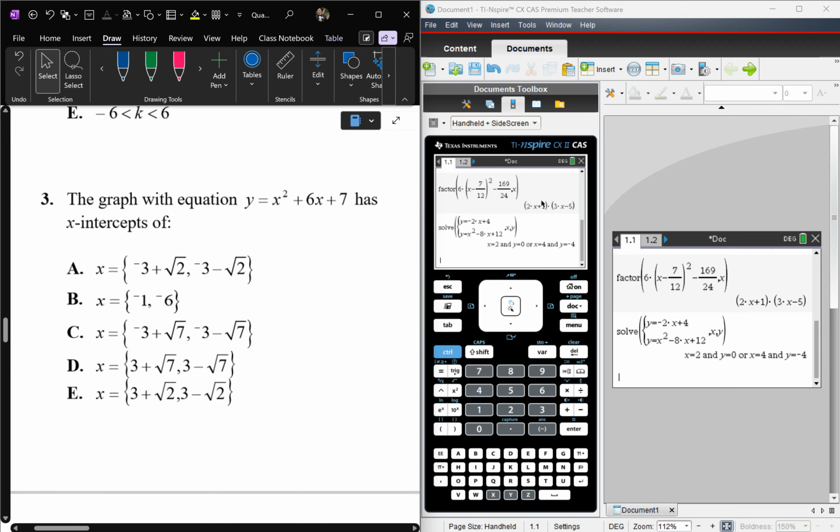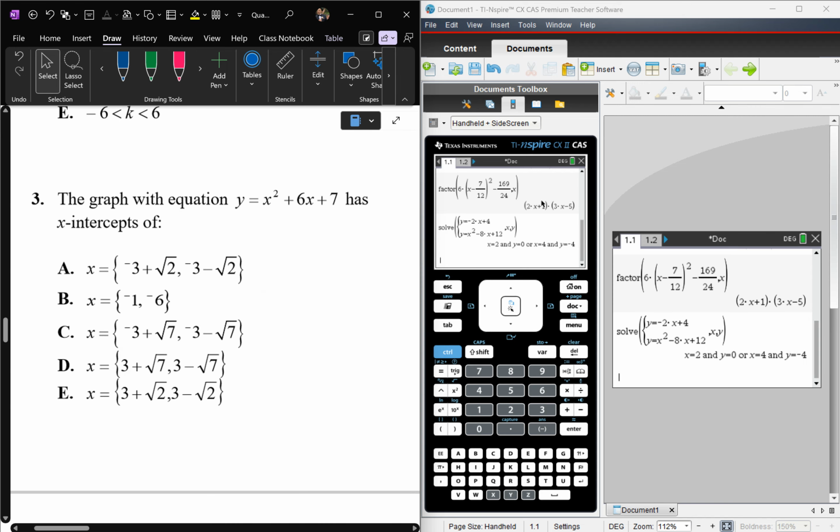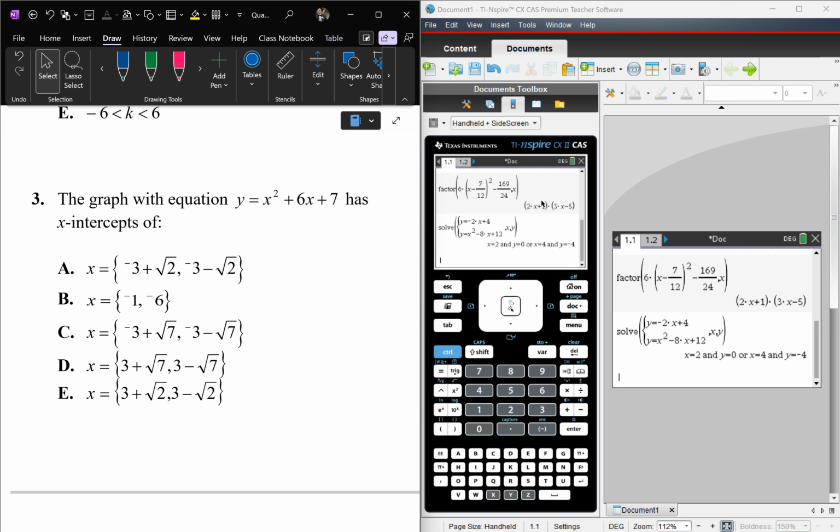All right, this one. You guys got your CAS with you. I'm going to time you. Get yourself ready. Get a CAS out. Question 3. The graph with equation y equals x squared plus 6x plus 7. Without doing it by hand, because this is a CAS-enabled test, you should be able to do it on your CAS. Don't do it by hand.